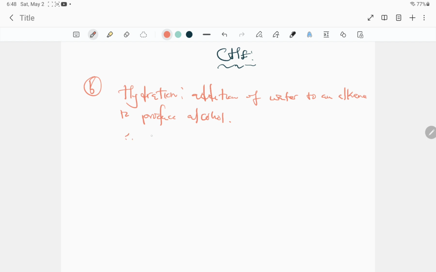Therefore, we are saying we have alkene plus water, we are forming alcohol. So let's get the common alkene, which is ethene, plus water.